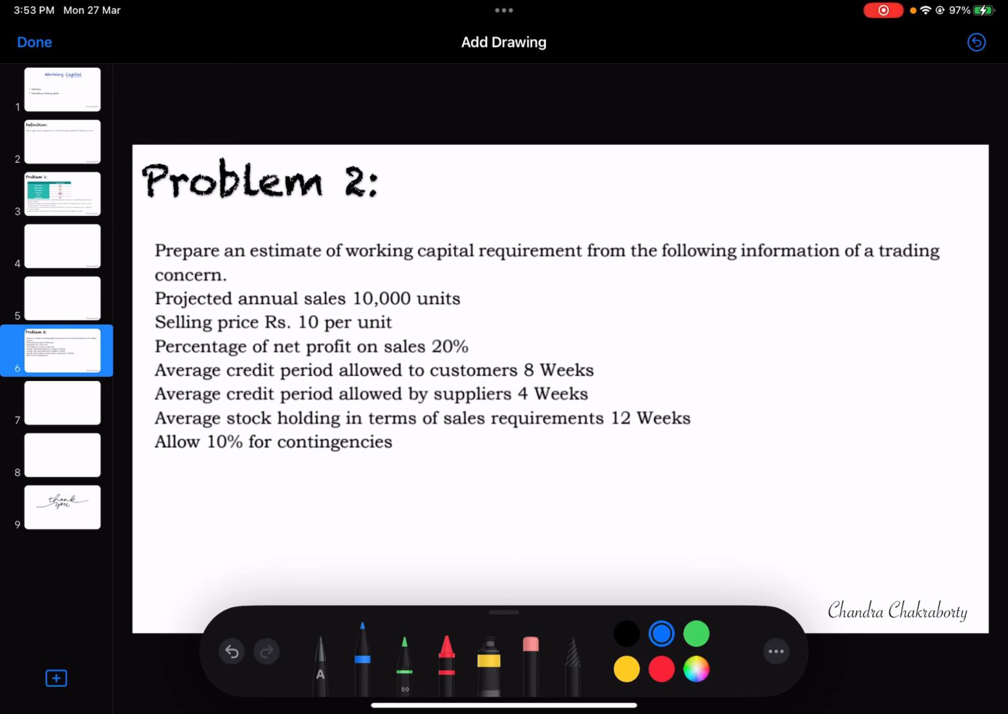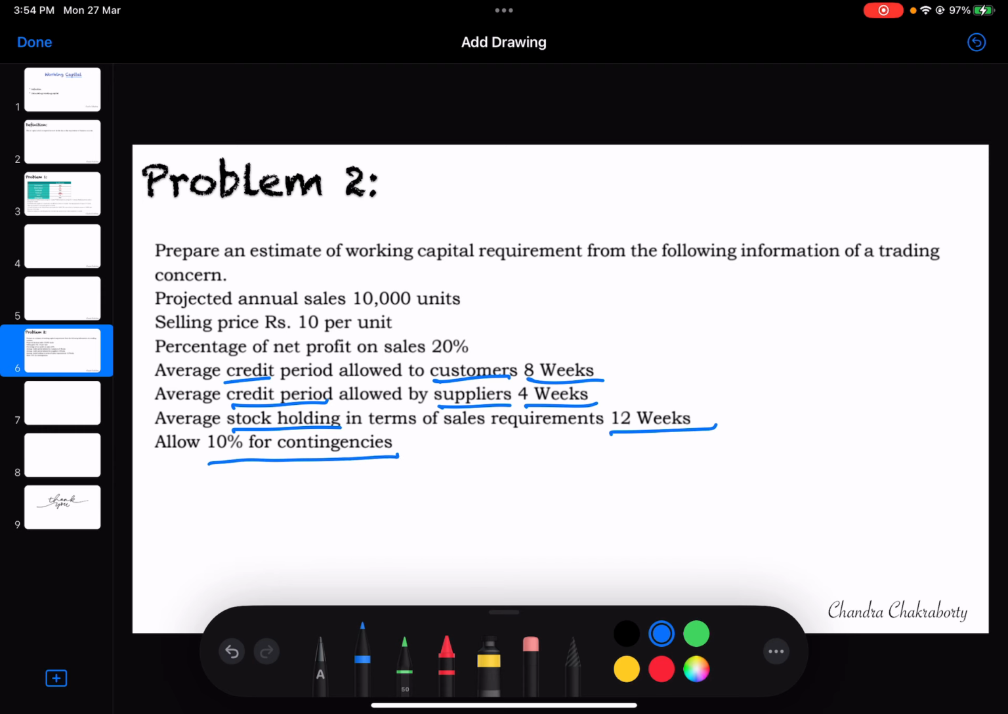Okay, here, prepare an estimate of working capital requirement from the following information of a trading concern. Okay, now projected annual sales is 10,000 units. Selling price is rupees 10 per unit. Percentage of net profit on sales is 20%. And here, the credit period for the customers is 8 weeks, and credit period for the suppliers is 4 weeks, and the stock holding is 12 weeks. Okay, and also 10% for contingencies.